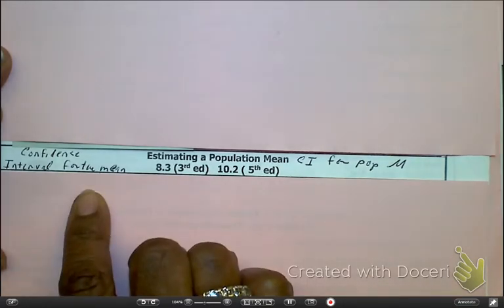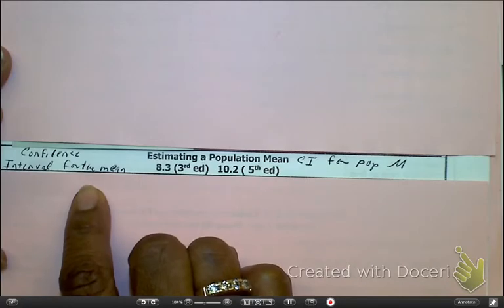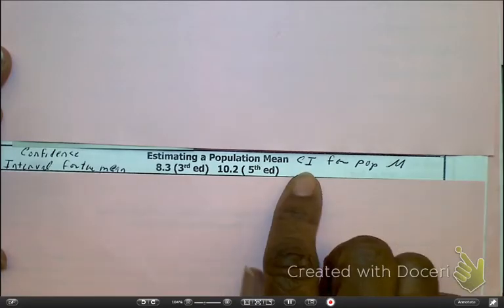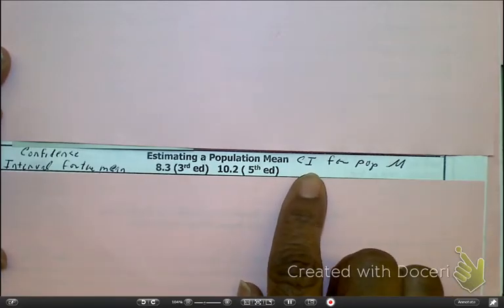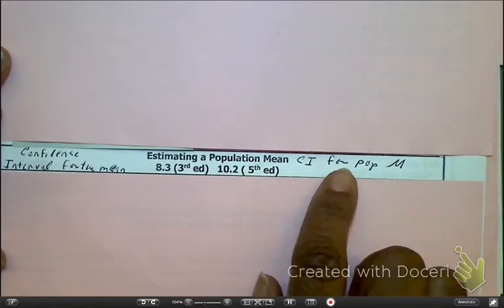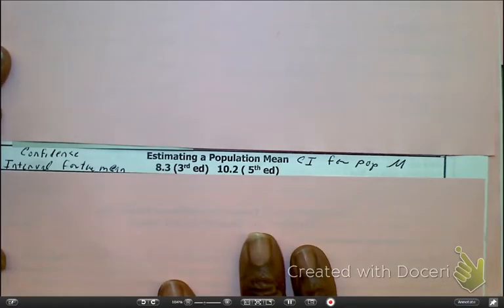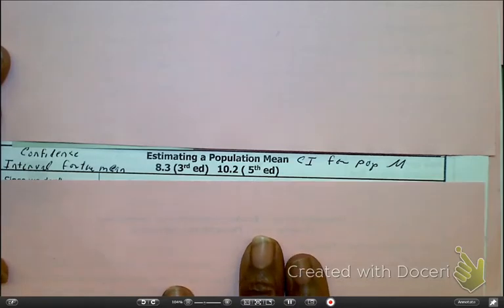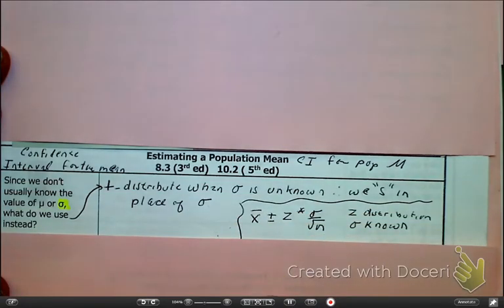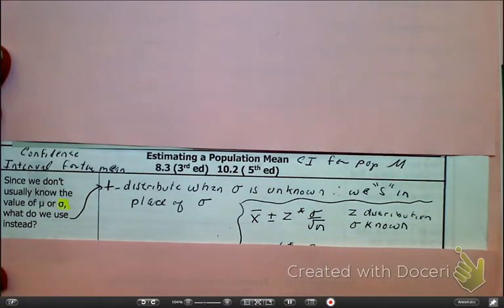So here we're talking about the confidence interval for a mean, which means the confidence interval is going to be for, as I stated right here, the population mean. You can see the two sections in your book that are applicable. Now, when do we use this?